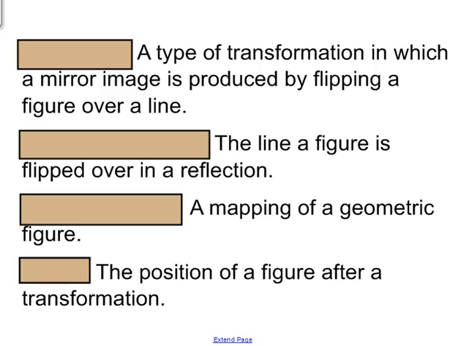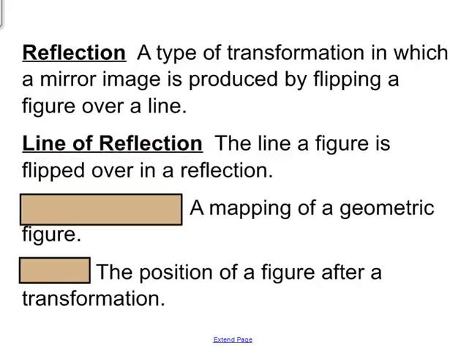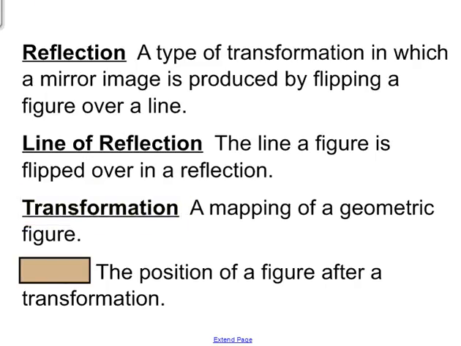We need some definitions before we can do that. We're going to learn what a transformation and a reflection are. A reflection is a type of transformation in which a mirror image is produced by flipping a figure over a line. A line of reflection is the line that the figure is flipped over in a reflection. We're going to be dealing with symmetry here. The transformation is a mapping of the geometric figure, and the image is the position of the figure after a transformation.